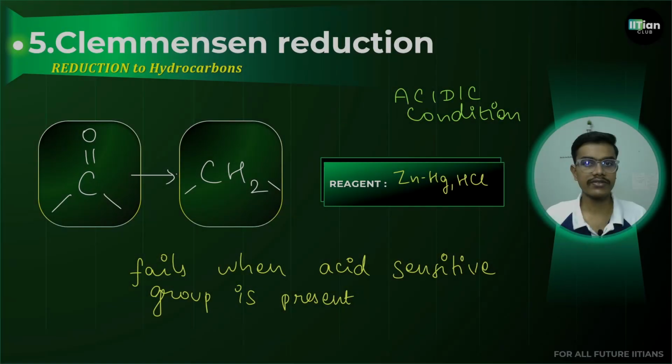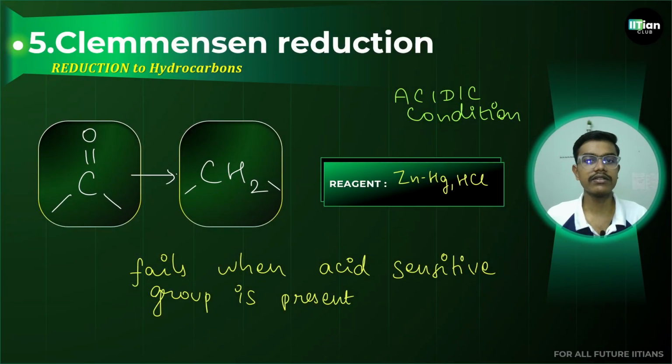We can note that. Next, we have Clemmensen reduction, wherein we are reducing a carbonyl to a hydrocarbon, and in Clemmensen reduction we will be using the reagent ZnHg in the presence of HCl. As this is acidic medium, this reduction fails when an acid sensitive group is present.